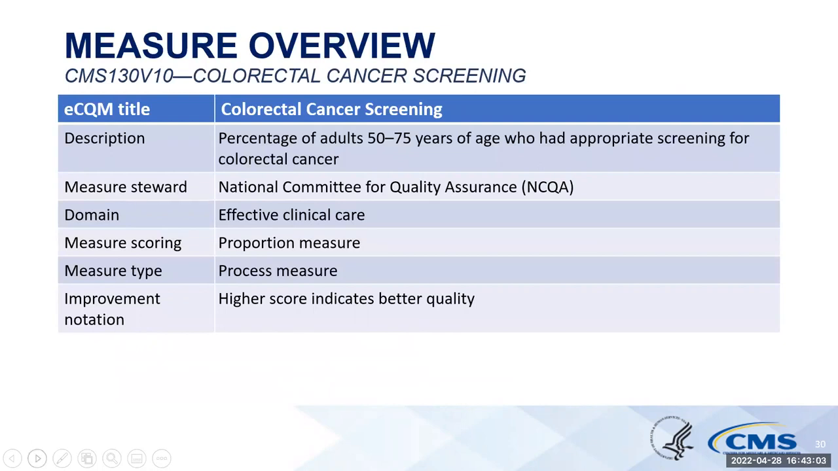And next, we're going to review CMS 130 version 10, colorectal cancer screening. This measure is a proportion measure that is stewarded by the National Committee for Quality Assurance and identifies the percentage of adults aged 50 to 75 years of age who had appropriate screening for colorectal cancer. It is a process measure, and a higher score indicates better quality care.